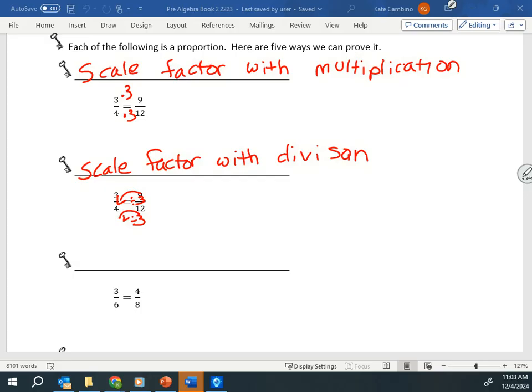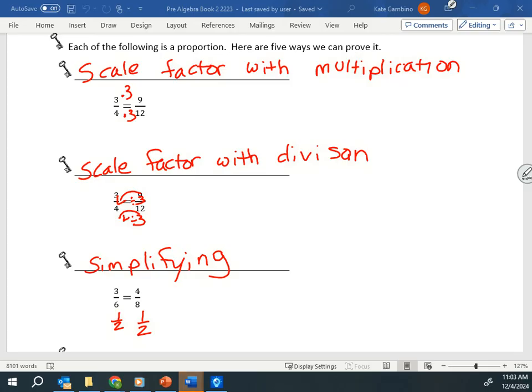Okay, our next one is simplifying. So 3/6 to 4/8. How do I know that those are proportionate, that they are equivalent? Well, 3/6 I can simplify down. What would 3/6 simplify down to, Christina? 1/2. 4/8 simplifies down to, Amala? 1/2 again.